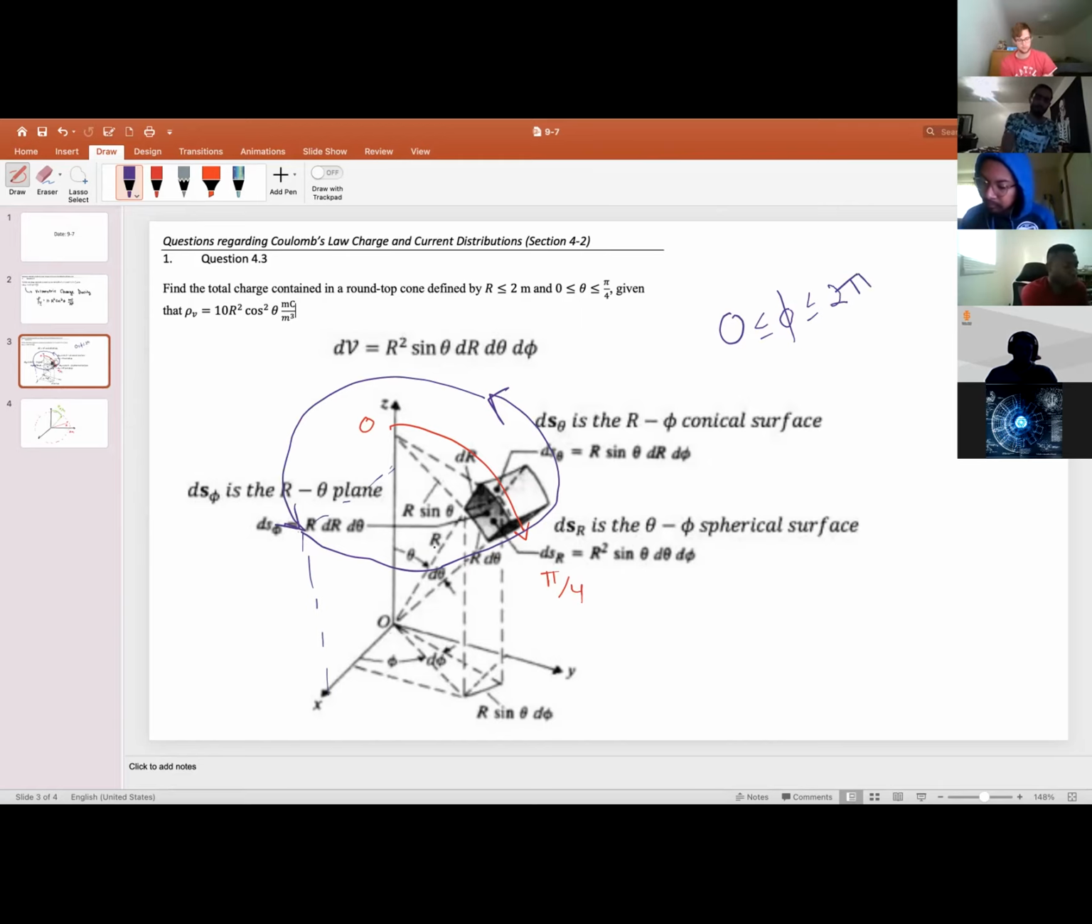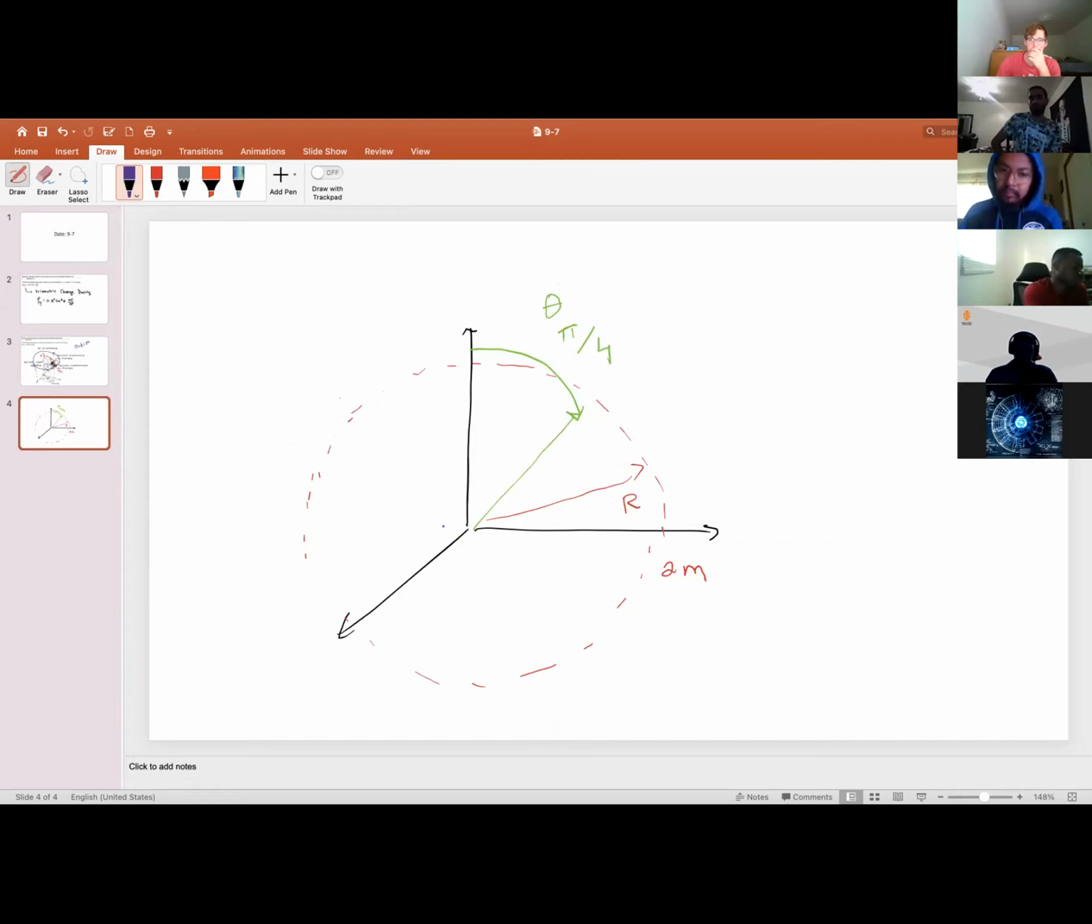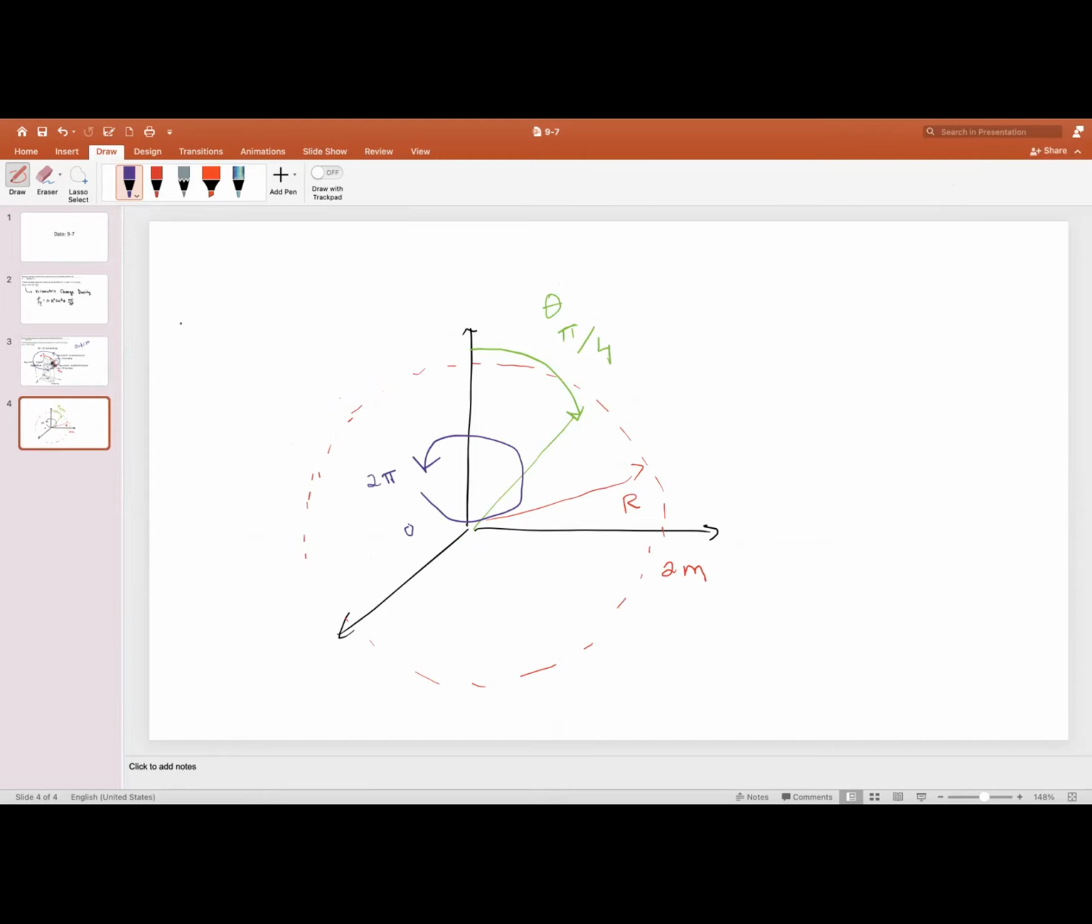Okay. So we start at 0. Maybe right here it's pi halves. Then we get over here to pi, 3 pi halves, and then we make it all the way up to 2 pi. Okay. So now we have that last piece of information, that it goes from 0 to 2 pi.